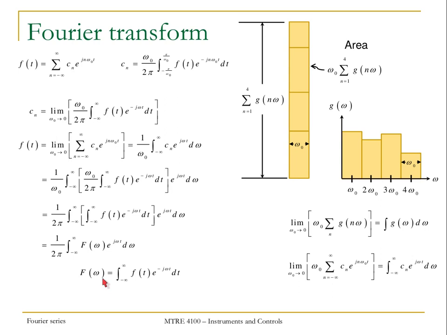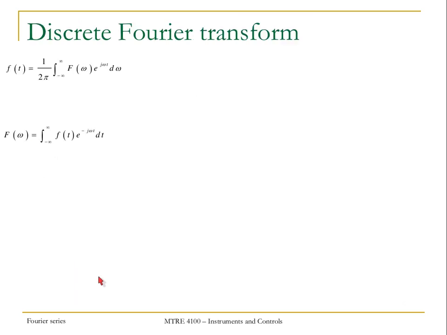So this capital F of omega is the strength of the signal at frequency omega. This is the Fourier transform for a signal f of t. And if we know the strength of the signal at all the frequencies, so if we know capital F, then we can use the inverse Fourier transform to reconstruct the original signal. And this is for continuous values of omega, so an infinite range of values for omega.